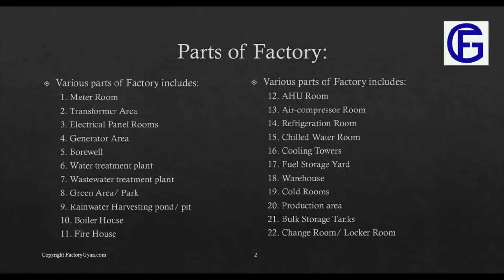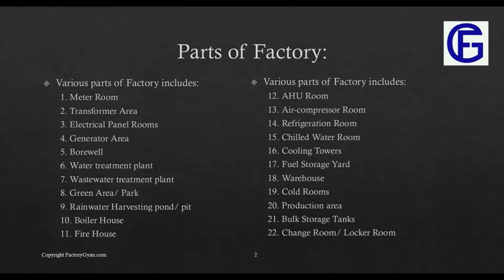Next area is the transformer area. This is the area where the electricity department is supplying the power to you at very high voltage, like 11,000 volt or 33,000 volt. But inside your factory, you will require only 240 volt or 440 volt supply. So that's why you will have to convert it into the required voltage, and there comes the transformer area. So generally, most of the factories will have a transformer area.